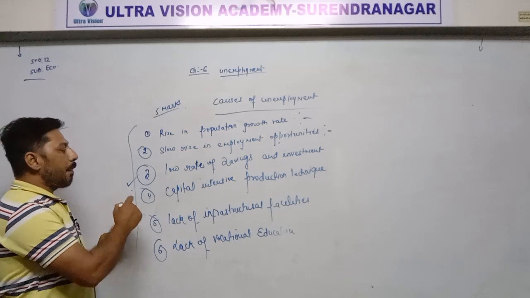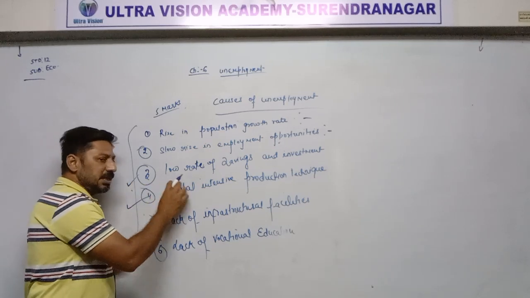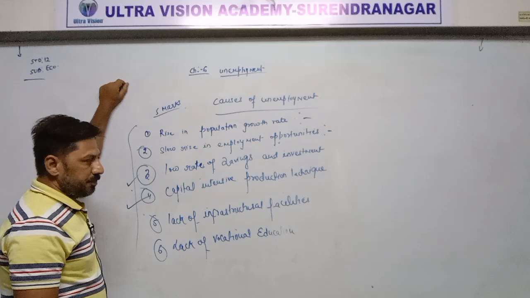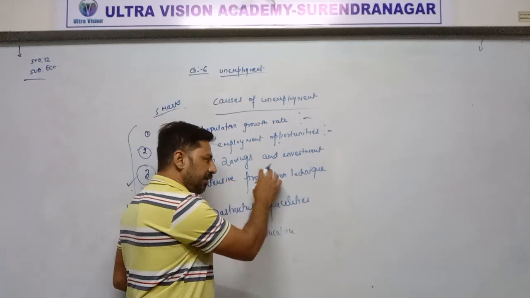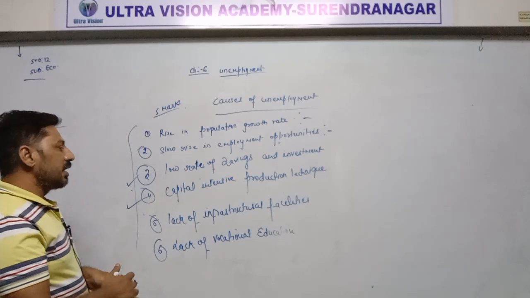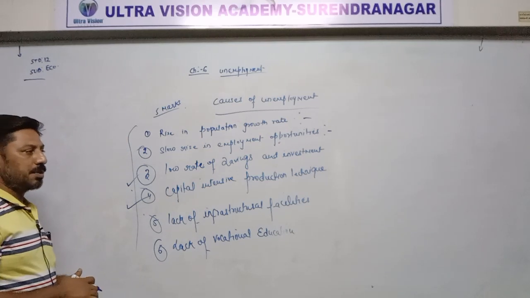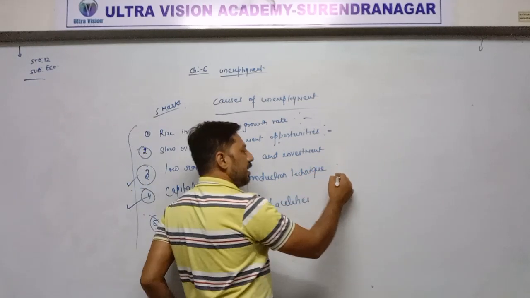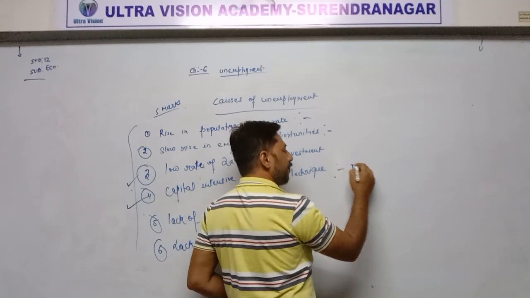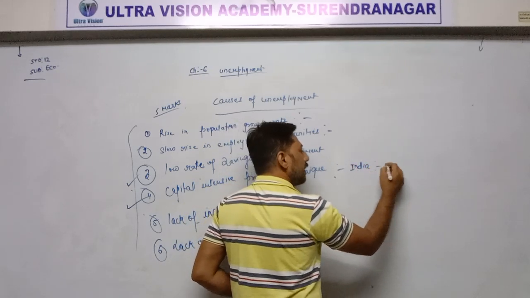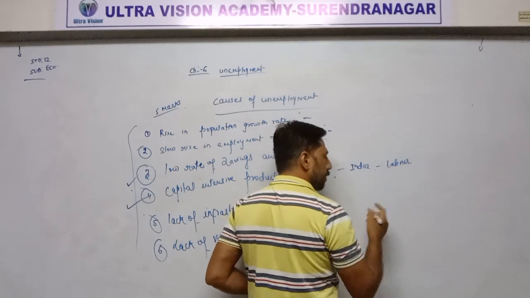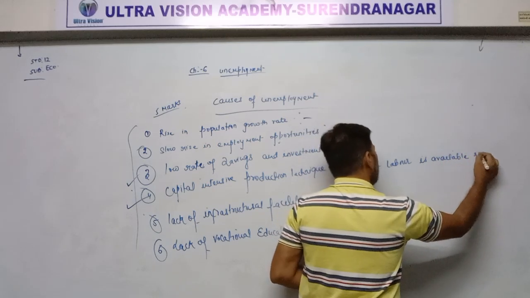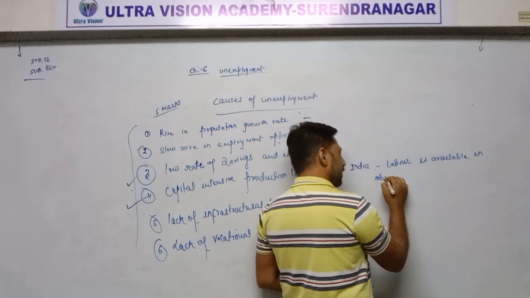Now the explanation of how capital intensive production technique becomes one of the reasons of increasing unemployment. First of all, you have to write the definition of capital intensive production technique: that technique in which machineries are more and labors are less used. Now in India, we all know that labor supply is available in abundant quantity, it means in huge quantity.